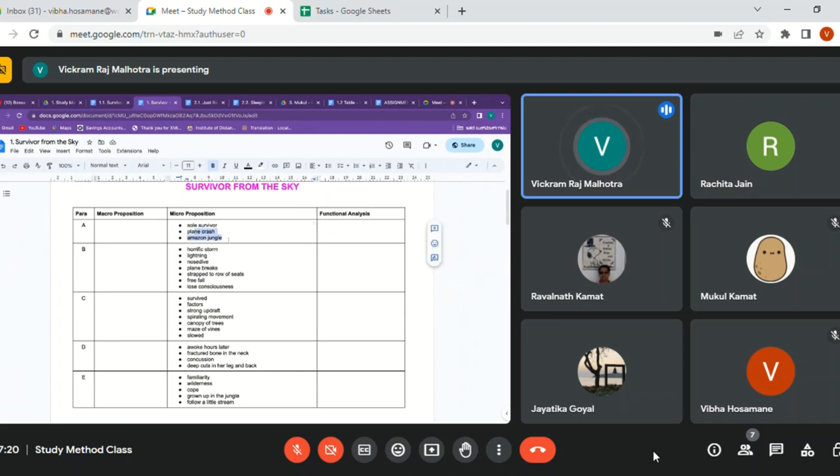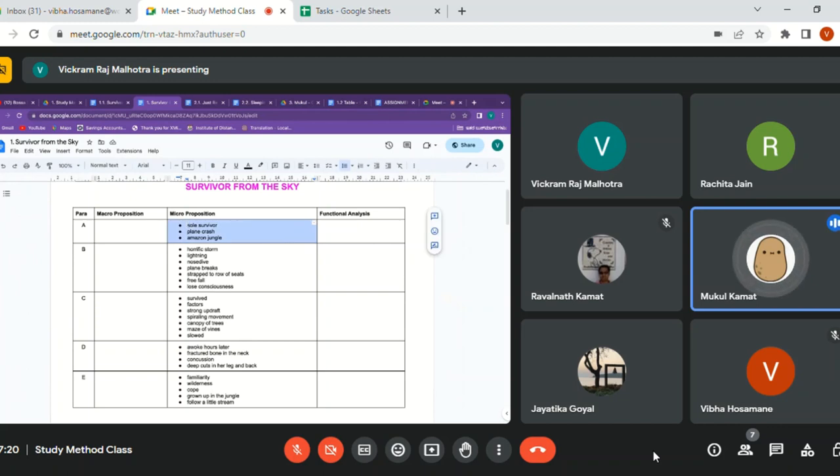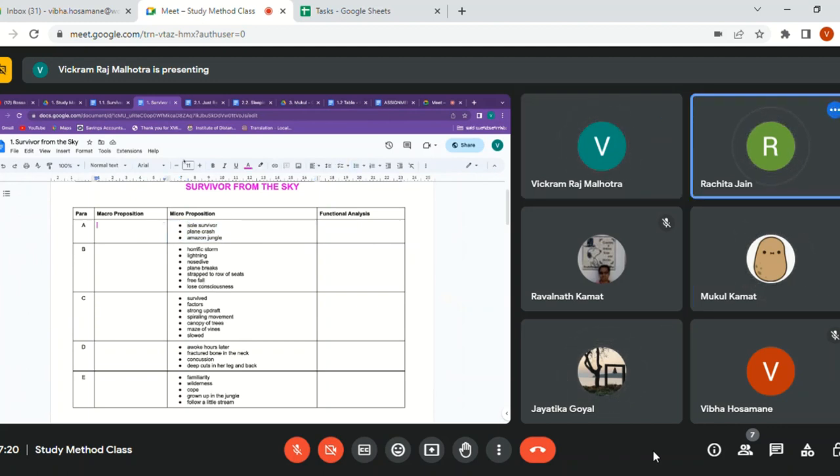Mukul, could you please read the first three points of para A? Or rather, the first three points of paragraph two. Soul survivor, plane crash, and Amazon jungle. What do you remember from these three points? So there was a soul survivor in a plane crash and she ended up in an Amazon jungle. Yeah, who was this? Julian or someone. Yeah, the name is not so important.